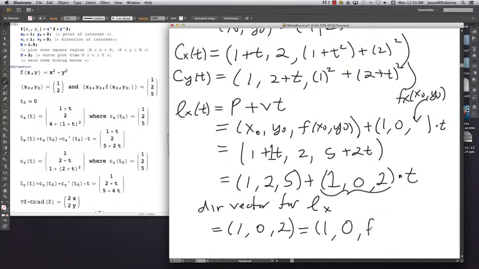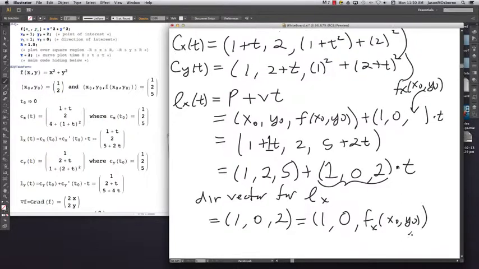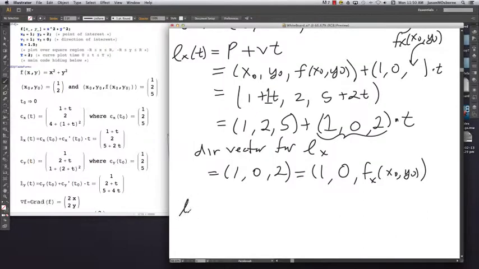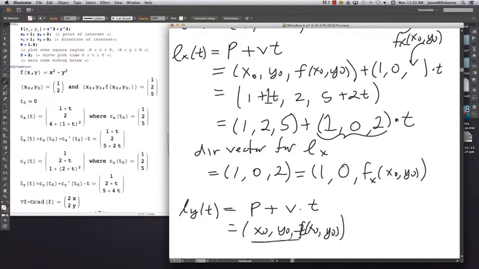It would be the partial derivative of f in the x direction evaluated at x naught, y naught. That's what would go there. Okay. The tangent line in the y direction will be a point plus a direction vector times t. Again, it'll be of the form x naught, y naught, z naught, f of x naught, y naught. The z value is just the function evaluated at the x, y point. Plus the direction vector should be 0, comma 1 times t.